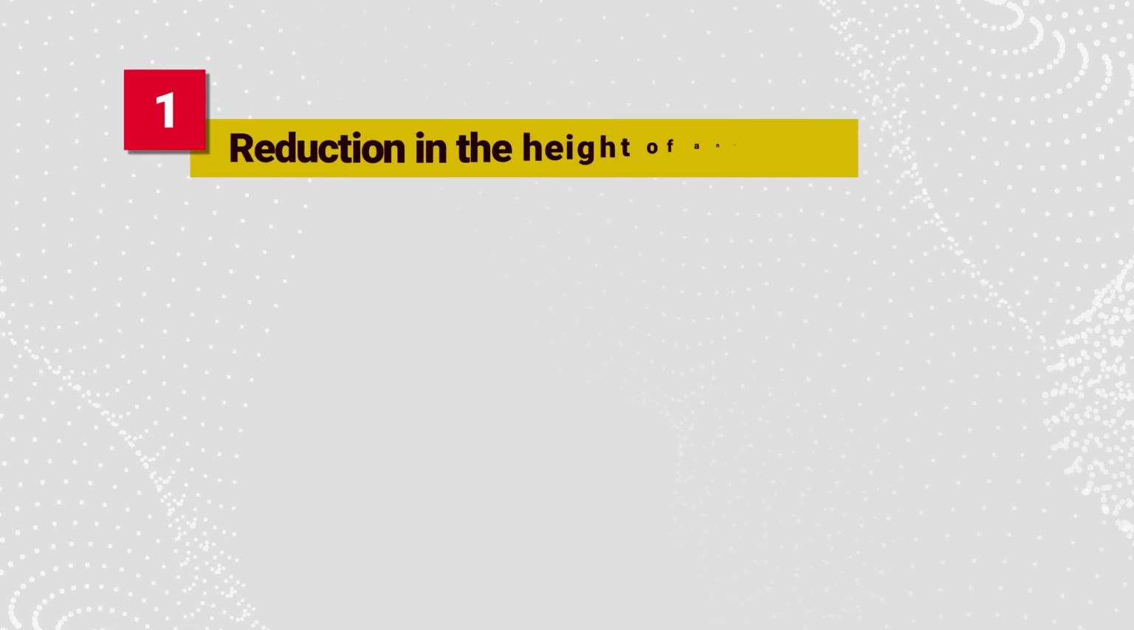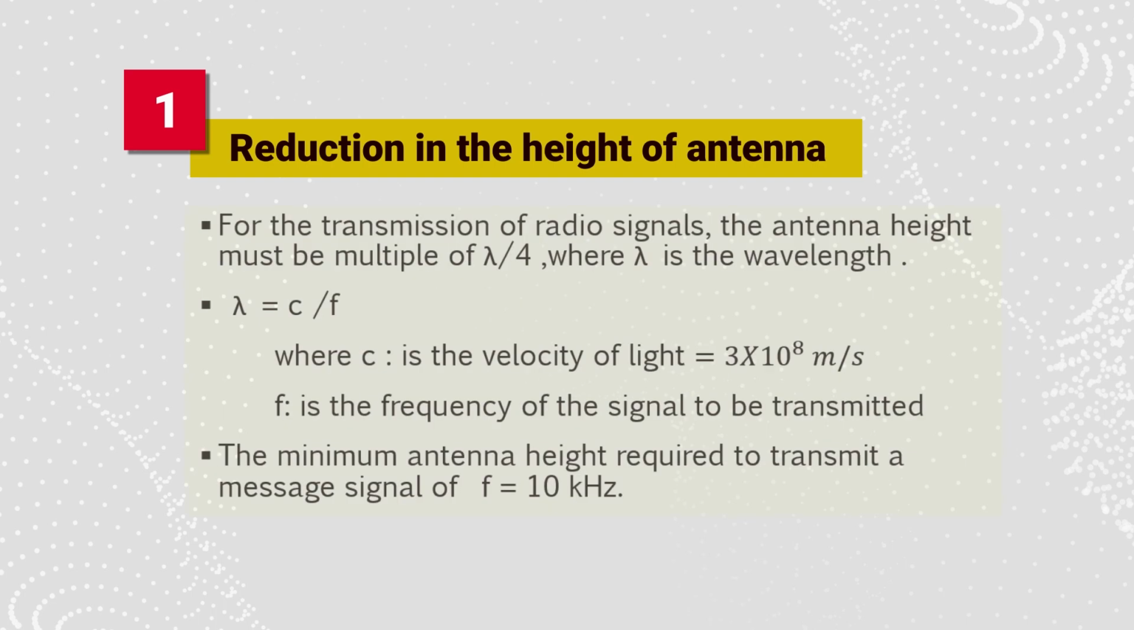First, reduction in the height of antenna. For transmission of radio signal, the antenna height must be a multiple of lambda by 4, where lambda is wavelength, which is given by lambda equals c by f, where c is the velocity of light, which is equal to 3 into 10 to the power 8 meter per second, and f is the frequency of the signal which is to be transmitted.